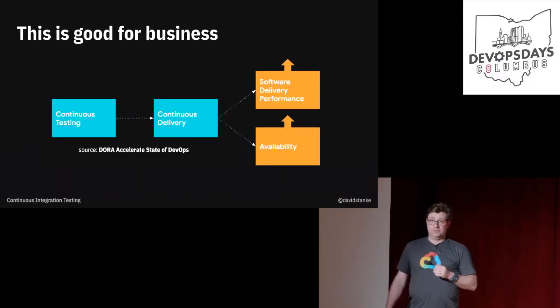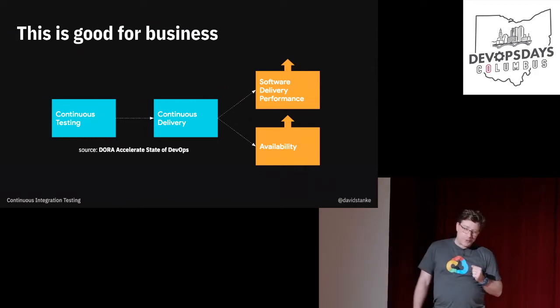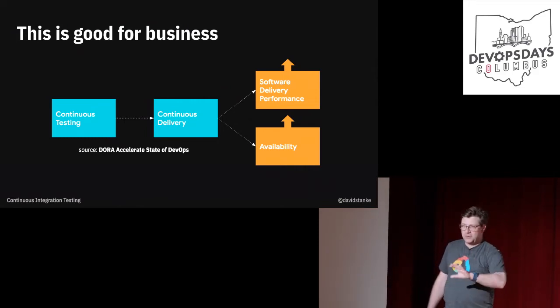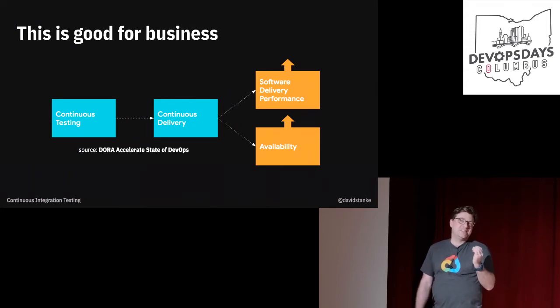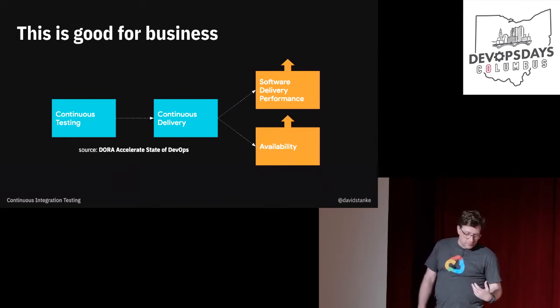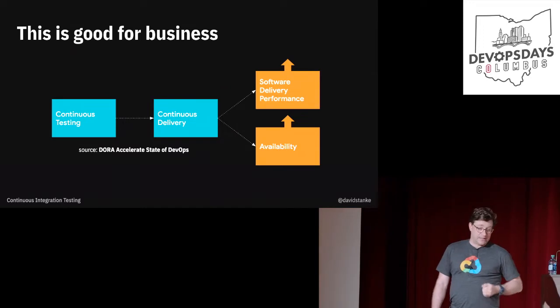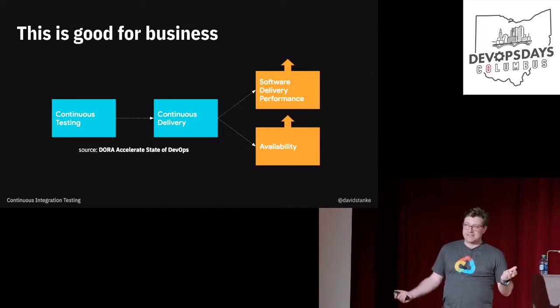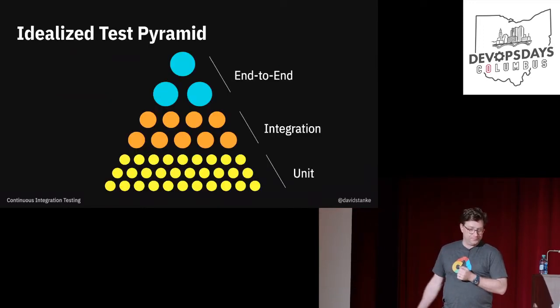There's more data here. The State of DevOps report, which everyone by now has downloaded and read, shows that continuous integration, or continuous testing, as they call it, I like that term better, in fact, is something that is indicative or predictive of continuous delivery, and continuous delivery predicts higher software delivery performance and higher availability. So this results in better business outcomes like higher profitability. So testing is good for business.